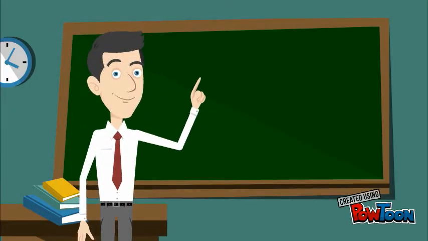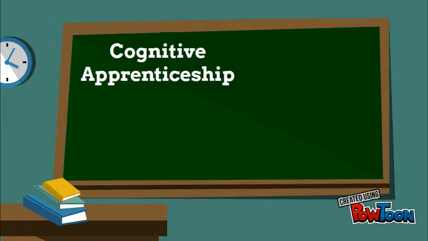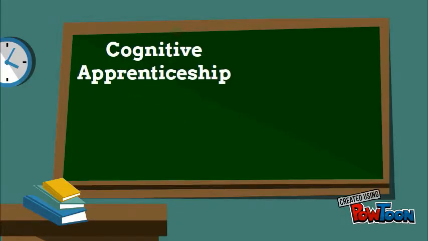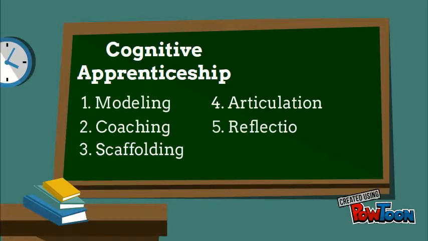Well, now we can, with the Cognitive Apprenticeship approach. There are 6 methods to teaching with the Cognitive Apprenticeship approach. These are modeling, coaching, scaffolding, articulation, reflection, and finally, exploration.